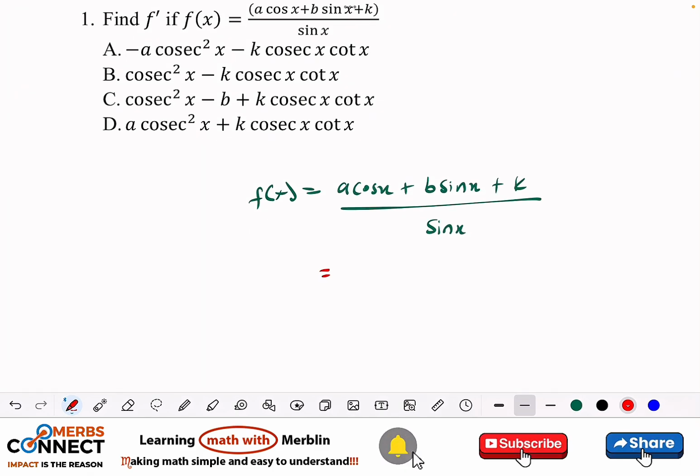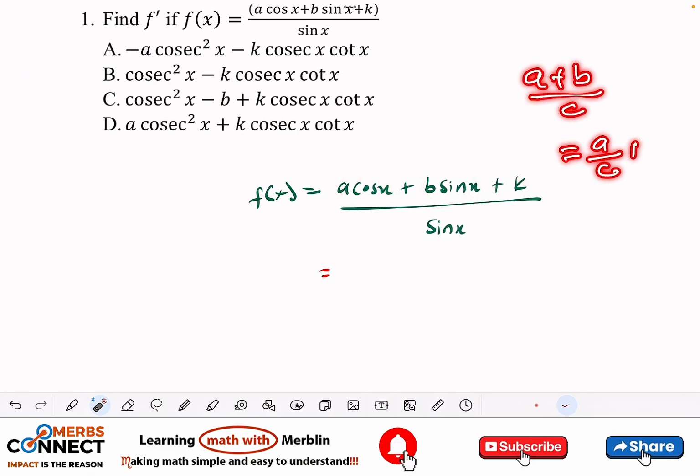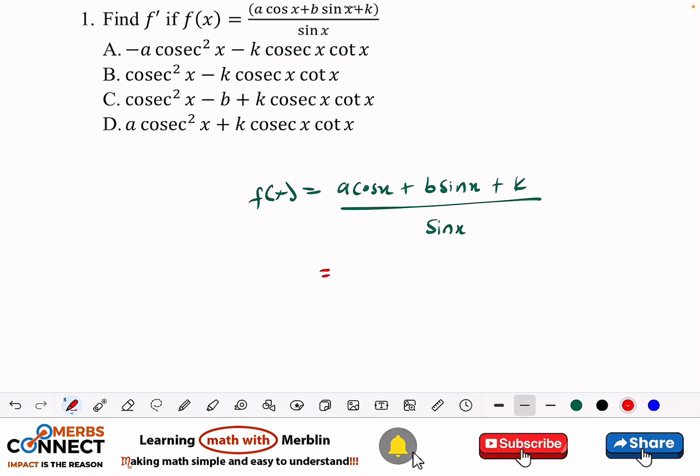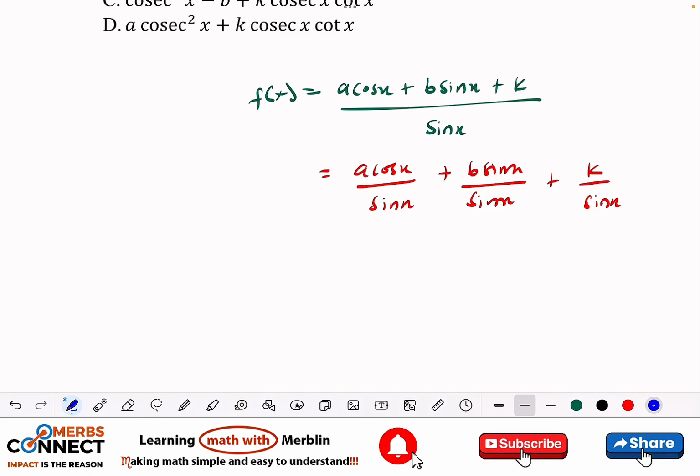So what we are going to do here is, let's try and break this one down. So we know that (a plus b) divided by c is the same as a over c plus b over c. So I can write this one as a cos x divided by sin x plus b sin x divided by sin x plus 1 over k over sin x. So this is what I can do. And then I know that cos divided by sin is going to give us the cotangent, which is cot x, plus, now sin will cancel sin, so this one will be left with b.